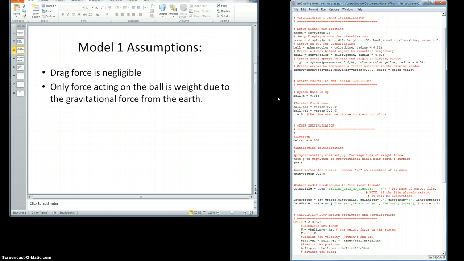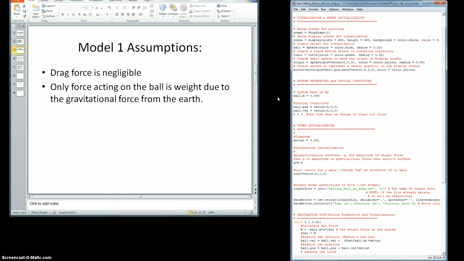This is my model based on Newton's second law, which states that an object's acceleration depends on the net force and mass. The velocity of the ball is changing, and this suggests that the net force is not equal to zero. In my first model, I made the assumption that drag force was negligible, and that the only force acting on the ball was weight, due to the gravitational force from the Earth.